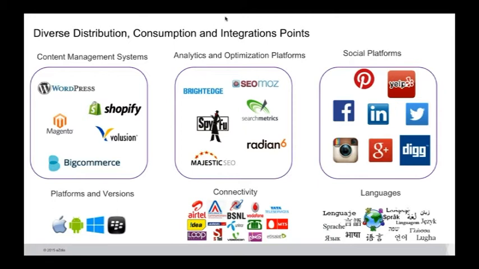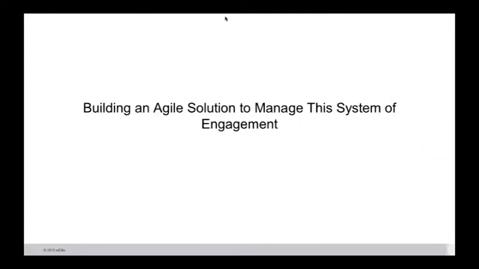There are CMS platforms like Drupal, WordPress, Joomla. There are e-commerce platforms like Magento, Volusion, Shopify, BigCommerce, and you need to integrate with all these folks to create that experience that we just talked about. There are analytics and optimization platforms like BrightEdge or SEOMOS or Searchmetrics or SpyFu, which are actually helping you to generate a lot of predictive and suggestive intelligence around what your buyer is looking for, right?